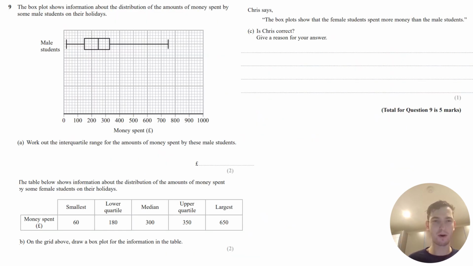Okay, question 9 is a box plot question. So the box plot shows information about the distribution of amounts of money spent by some male students on their holidays. And I can see I've got some space there, so I might have to draw a second box plot later on. Part A, interquartile range. Okay, so interquartile range is my upper quartile minus my lower quartile. I've been doing lots of this in school recently, so it should be okay.